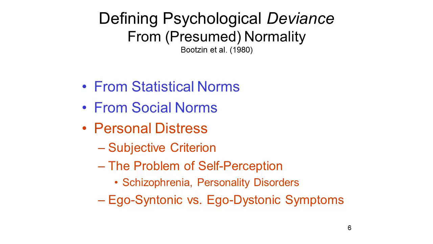Ego-dystonic symptoms are perceived by the patient, him or herself, as abnormal, unusual, and unwanted. They're the kinds of symptoms that lead people to seek help for themselves. But ego-syntonic symptoms are not perceived that way at all. They may bother other people and lead other people to wish that the patient would seek help. But from the point of view of the patient, him or herself, they're not an issue. They're not a problem. They're just the way he or she is, the way things are.